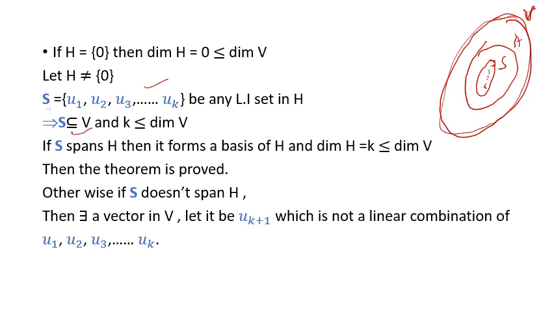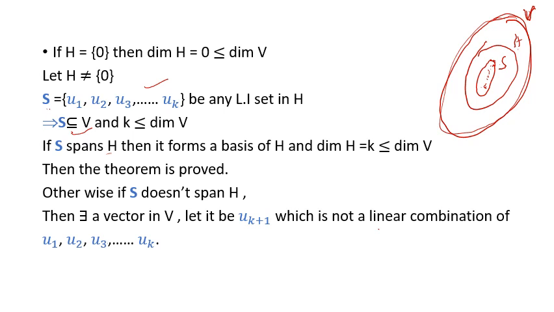Suppose S cannot be a basis, that means S does not span H. What do you mean by S does not span H? It means all the vectors in H cannot be spanned by S. That means there should exist at least one vector in H which is not a linear combination of elements of S. So there exists a vector in V, which I am taking as UK plus 1, which is not a linear combination of U1, U2, U3 and so on up to UK. Is it clear?